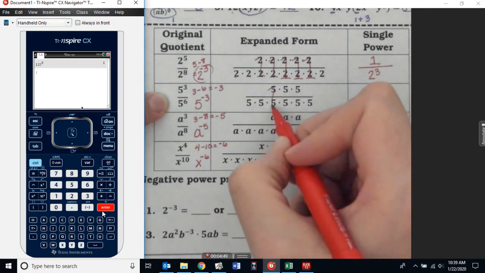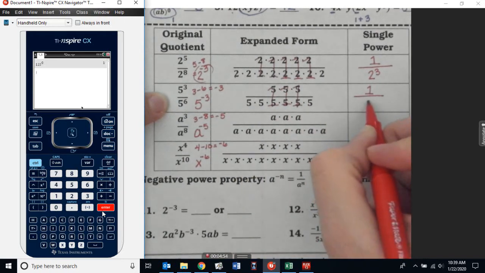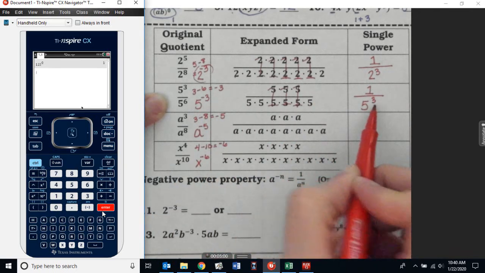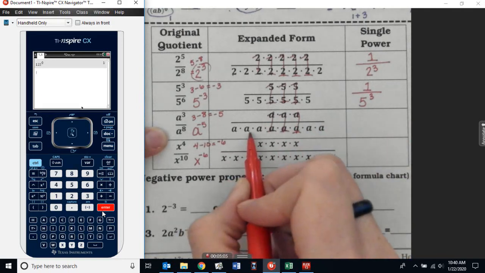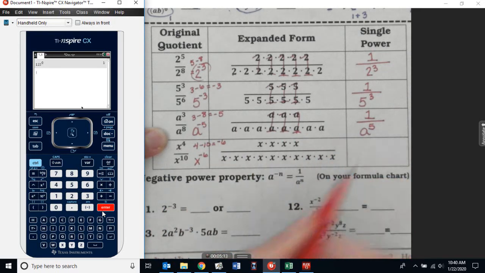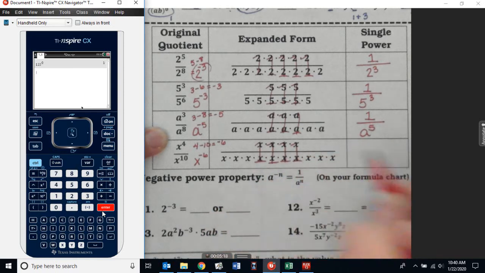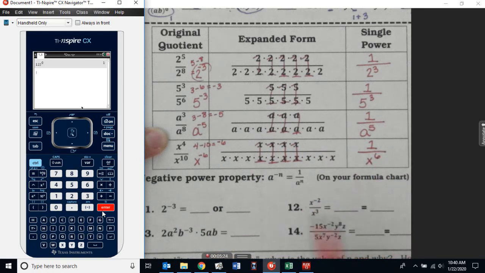Same thing here. The 5's that match up go away, and I'm left with a 1 on top and 3 5's on the bottom. So my negative turned into a positive. Here, my 1's match up, and I'm left with 5 a's on the bottom. So I have a 1 on top and a to the 5th on the bottom, so my negative became positive. And one more. My x's that match up go away. I'm left with 1 on the top, but I have 6 x's left on the bottom. So again, my negative became positive.